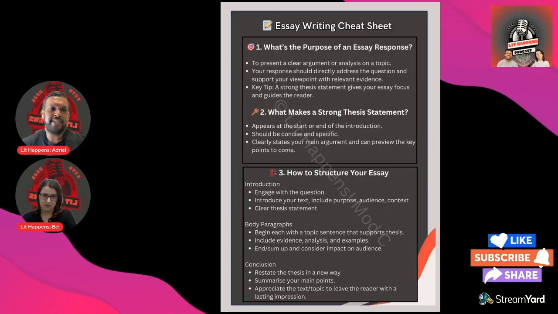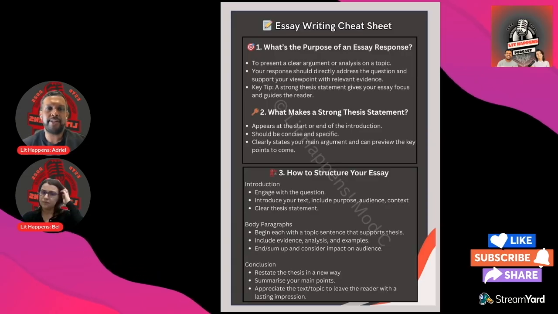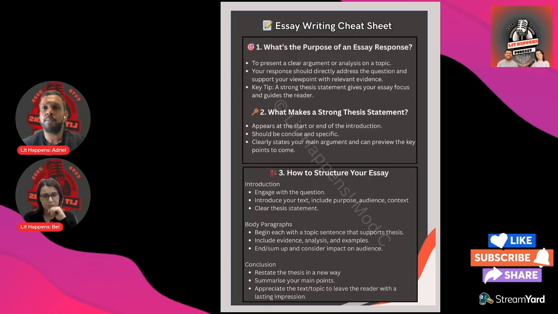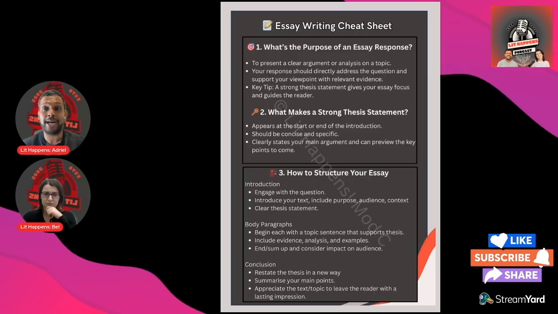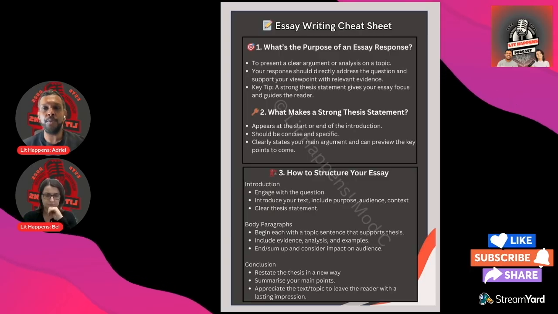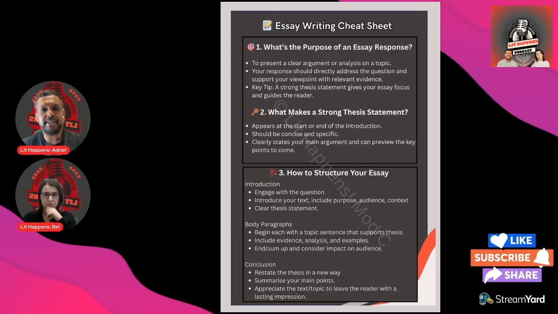So a lot of the time for responses, your evidence needs to provide a little bit of context as well. So we can look at incorporating maybe historical, cultural, or theoretical context to enrich the analysis as well. So it's quite significant there.